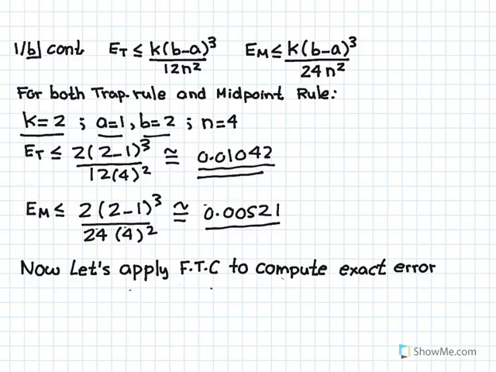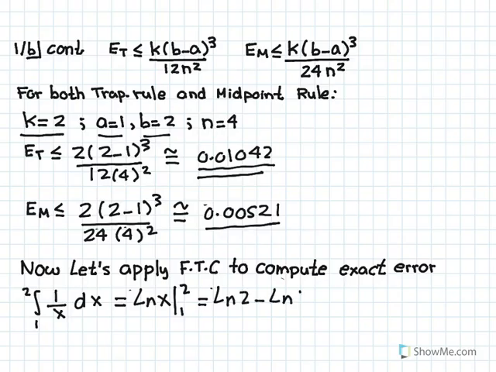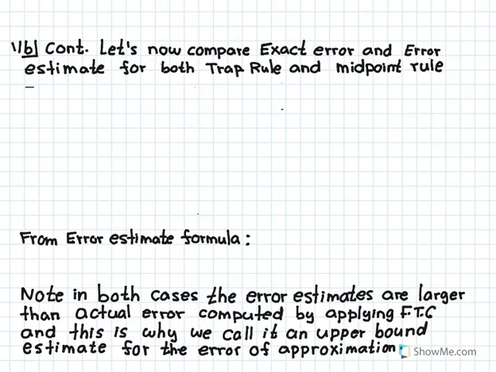So now let's apply the fundamental theorem of calculus to compute the actual error. So the integral from 1 to 2, 1 over x dx, we can integrate this. Integral of 1 over x is log x. Apply the fundamental theorem of calculus. So the upper limit is 2, the lower limit is 1. Plug in the upper limit, we get ln 2. Plug in the lower limit, we get ln 1. Log of 1 is 0. So the answer is log 2. And this is approximately 0.69315.